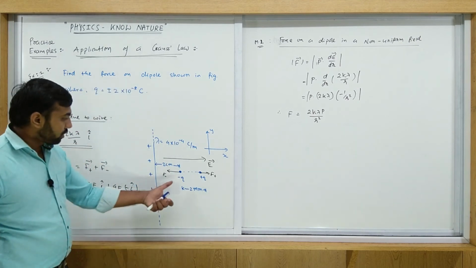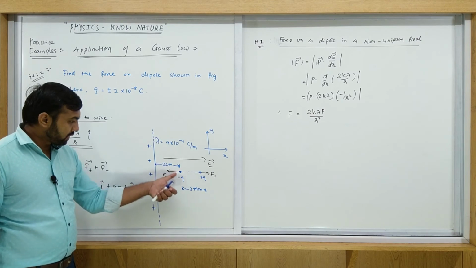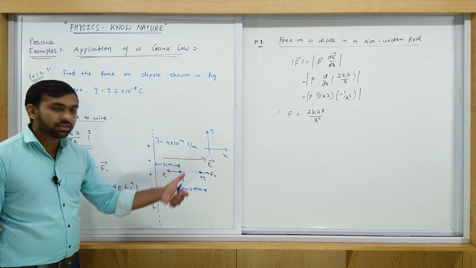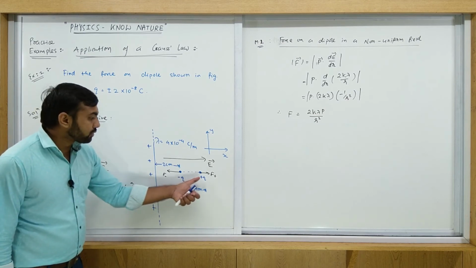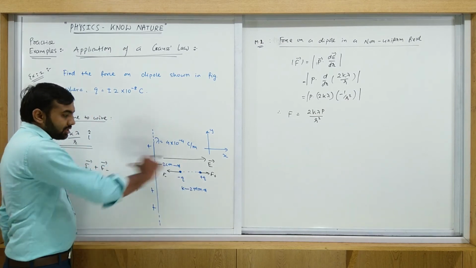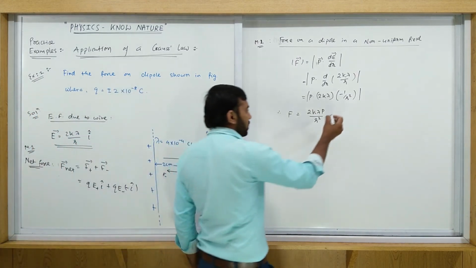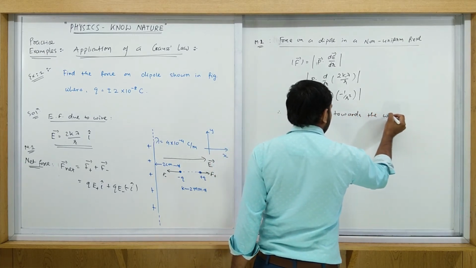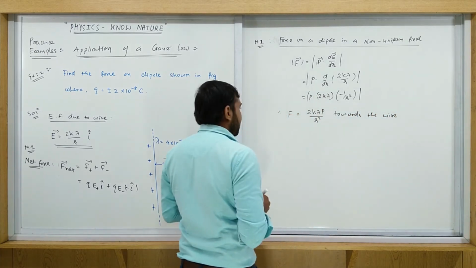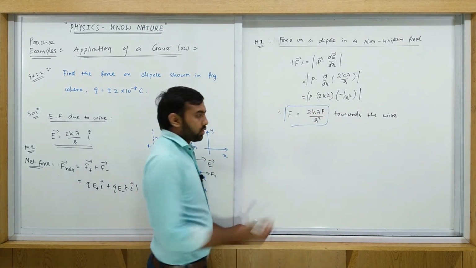Now the force on minus q is greater than the force on plus q. Why? Because here the field is stronger and here the field is weaker. So the force on minus q is greater than the force on plus q, which means the net force is towards the wire. So this force direction is towards the wire. So you can find this from it, and put in all the values. So you get this answer.